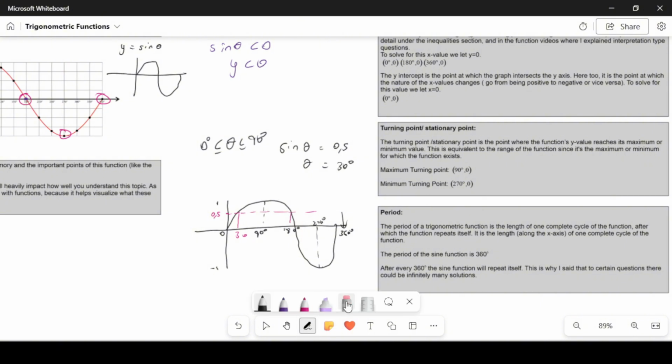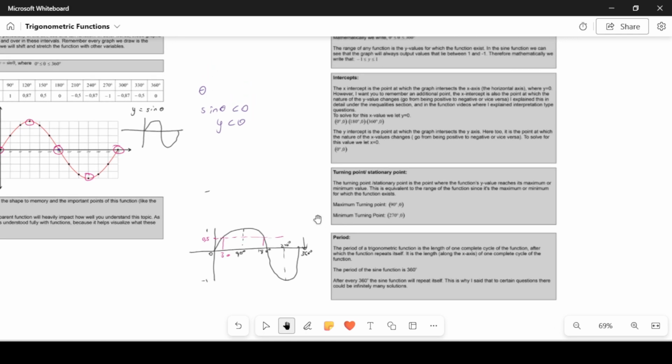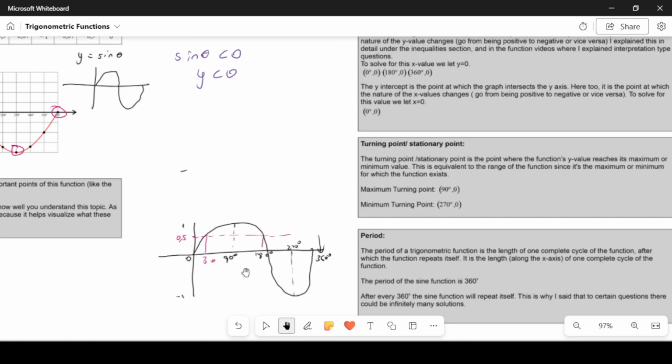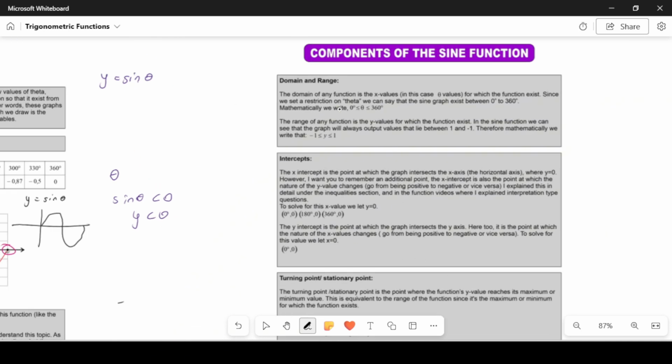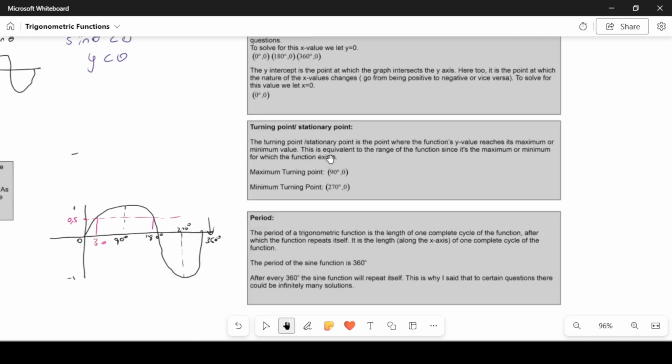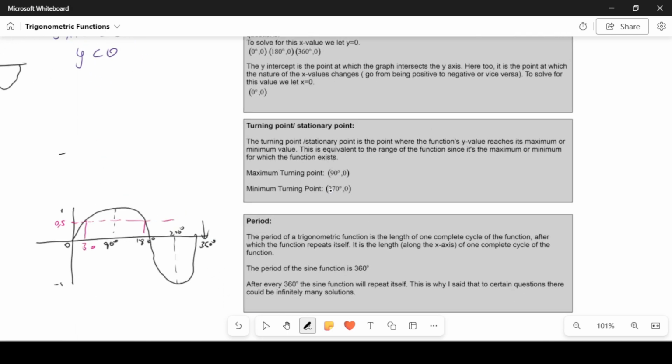So all you got to remember now is you have to commit these values to memory: 0, 90, 180, 270, and 360. You need to remember your domain is set by us because we're restricting it. We need to know that the range of the standard parent function, no shifts, no translations, is between -1 and 1. The x-intercepts are 0, 180, 360. Your y-intercept is 0 degrees. Your turning points are 90 and 270.